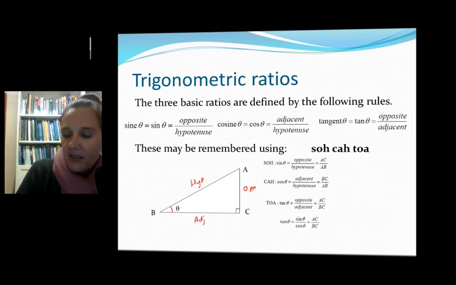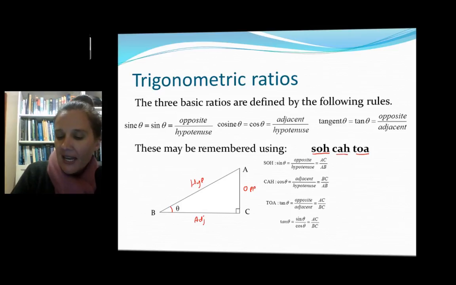We remember these with SOH CAH TOA, where S is for sine, opposite, hypotenuse. Sine of theta is opposite divided by hypotenuse. Here that is AC divided by hypotenuse AB. Then CAH: cosine of theta is adjacent divided by hypotenuse, here BC divided by AB. And TOA: tan of theta is opposite divided by adjacent, here AC over BC.